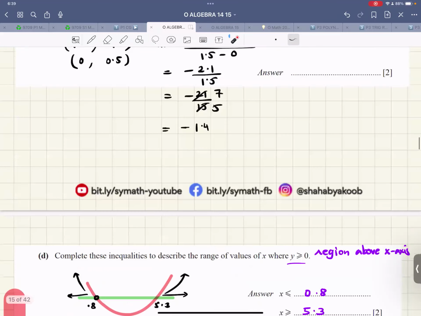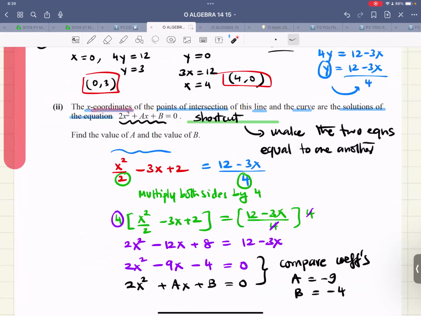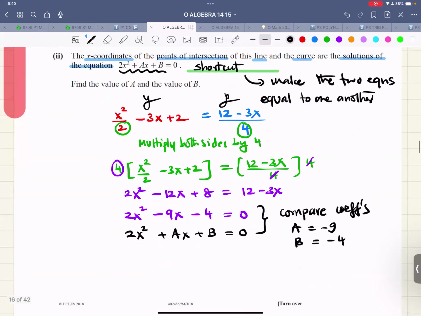Okay. But they are asking me something else. They are asking me that the x coordinates of the points of intersection of this line and the curve are the solutions of this equation. This is the curve, y is equals to something. This is the line, y is equals to something. So first of all, I'm focusing on the shortcut. Make the two equations equal to one another. I made them equal to one another. I simplified. I get this equation.